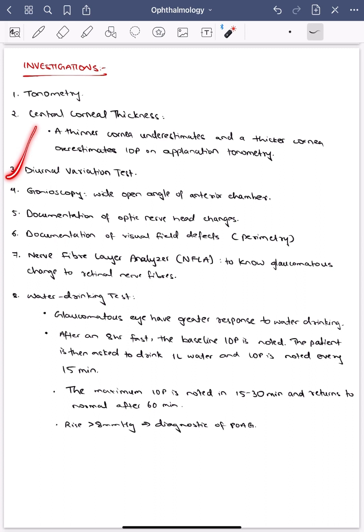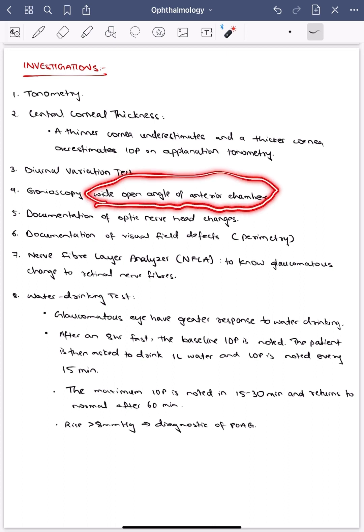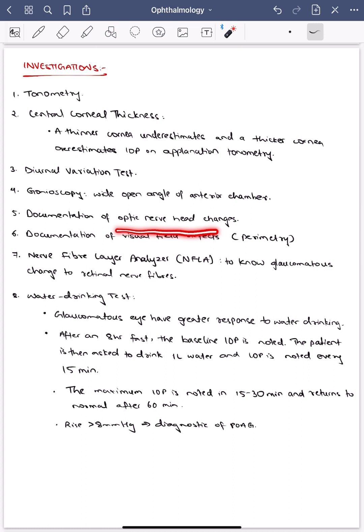Third is a diurnal variation test, which we've already mentioned. Remember, if the variation is greater than 5, it is suspicious, and if it's greater than 8, it is diagnostic of glaucoma. The fourth is gonioscopy, where we look at the anterior chamber angle, and in primary open angle glaucoma, a wide open angle of the anterior chamber is seen. Fifth is the documentation of the optic nerve head changes. Sixth is the documentation of the visual field effects using perimetry. Seventh is the nerve fiber layer analyzer to know the glaucomatous change to the retinal fibers. And eighth is the water drinking test.